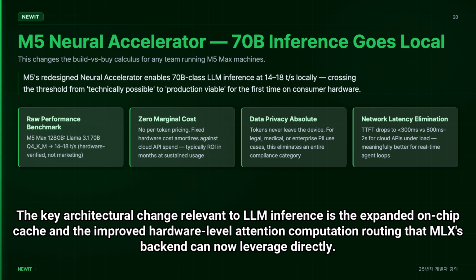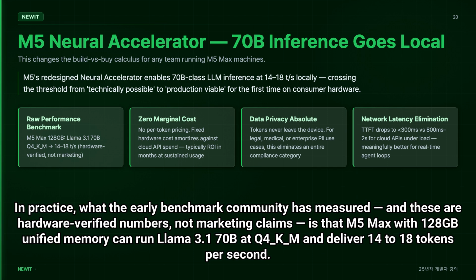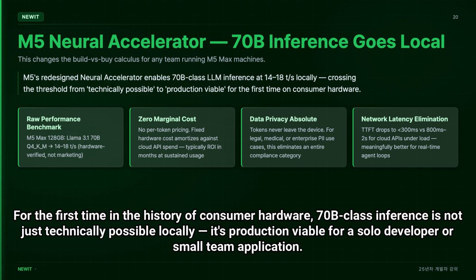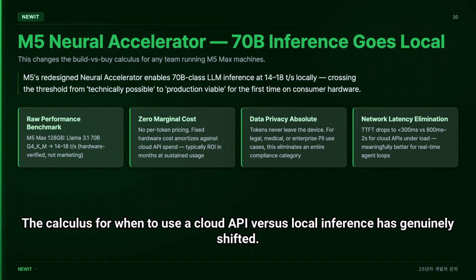In practice, what the early benchmark community has measured, and these are hardware-verified numbers, not marketing claims, is that the M5 Max with 128 GB unified memory can run a 70B model at Q4_K_M and deliver 14 to 18 tokens per second. To put that number in context, that is faster than many cloud API endpoints under load conditions, with zero per-token cost, complete data privacy, and zero network latency. For the first time in the history of consumer hardware, 70B class inference is not just technically possible locally, it's production viable for a solo developer or small team application.